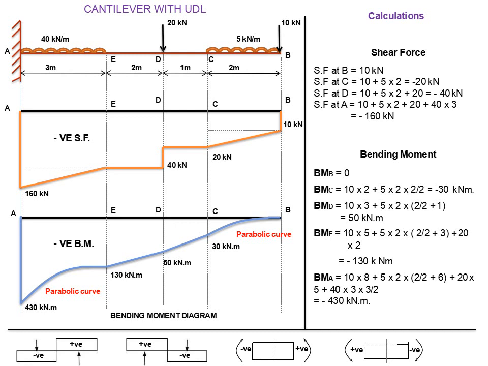Next I have to find the shear force at point A from B. So we have two UDL loads and two point loads. By adding, we get 10 plus the next UDL load 5 into its corresponding distance 2, plus the next point load 20, plus the next UDL load 40 with its corresponding length 3. By simplifying this, we get the shear force at A as 160 kN.